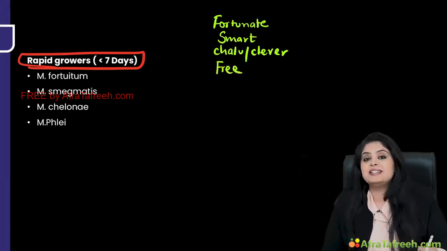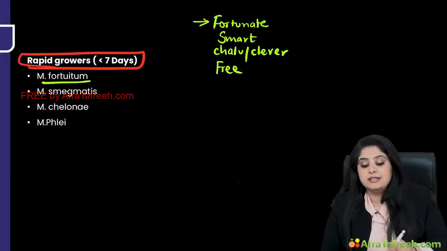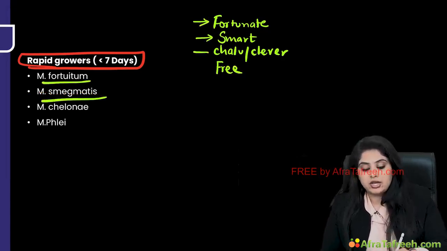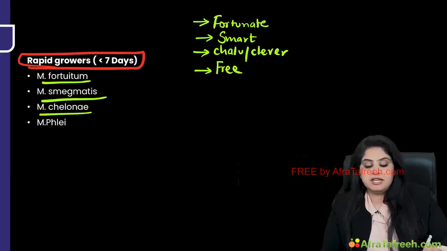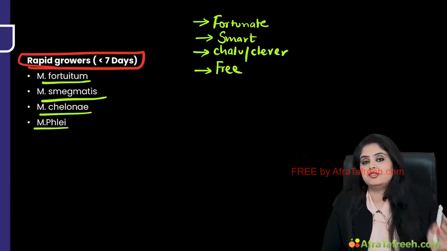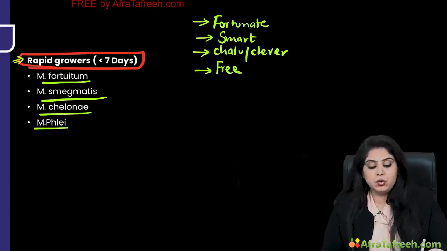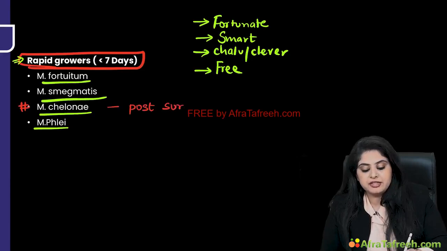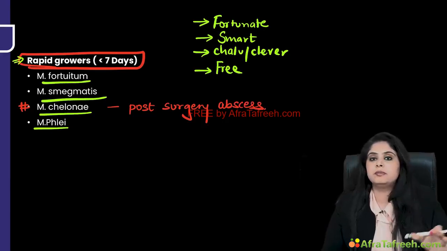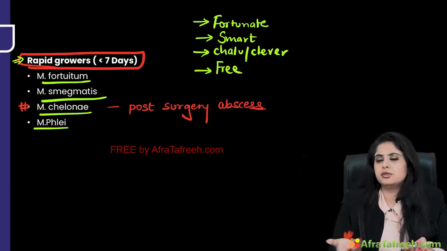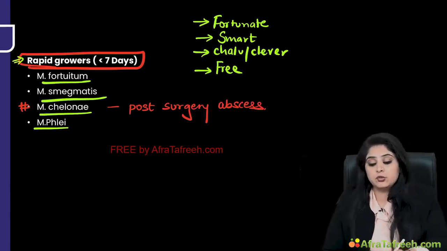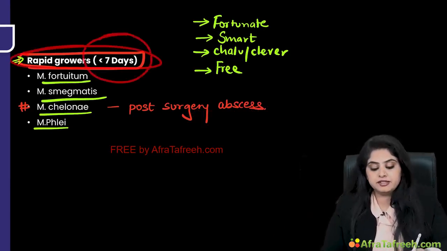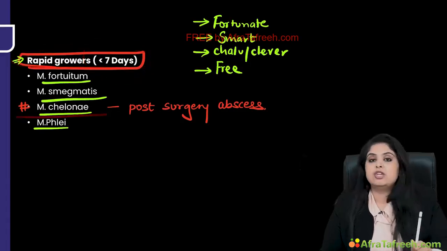So what do I mean? Who are the rapid growers? Fortunate, fortuitum. Smart, smegmatis. Chalu, chelonae. And just free vela people, so flea. Fortuitum, smegmatis, chelonae and flea are the ones which will grow overnight, that is within 7 days. And I hope you remember, there is a very famous question that comes with Mycobacterium chelonae, that is post-surgery abscess. They will say that there is a person who underwent a hip replacement or a knee replacement, and after that an infection occurred, and that infection was growing very rapidly on the culture media. Within 7 days, it was growing. So always think of chelonae there.